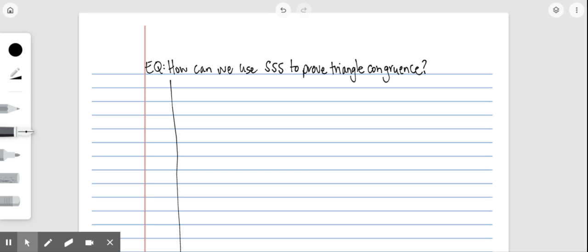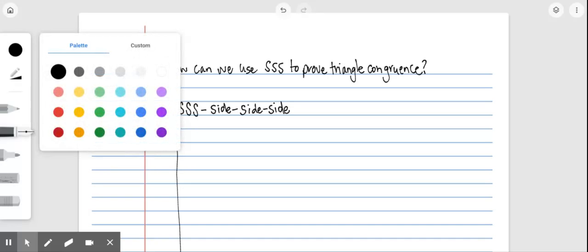All right, beautiful people. Today we're going to be talking about side-side-side triangle congruence. So how can we use SSS to prove triangle congruence? Quick thing, SSS stands for side, side, side, which means you have to have three sides marked as congruent.